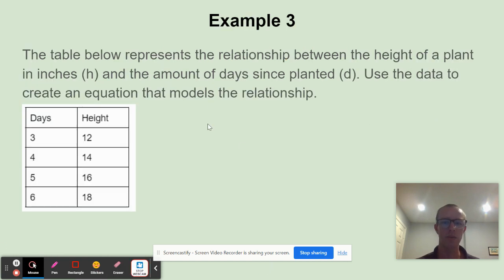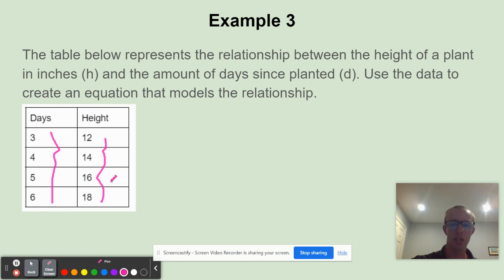All right, last one, we're going to apply this to a real world example. I have example 3 here. Let's dive in. The table below represents a relationship between the height of a plant in inches, h, and the amount of days since planted, d. Use the data to create an equation that models the relationship. All right, so let's create a model here. It looks to be linear. These are moving at a constant rate.